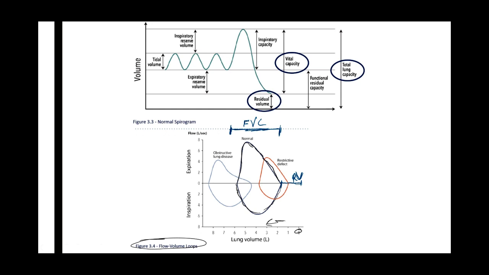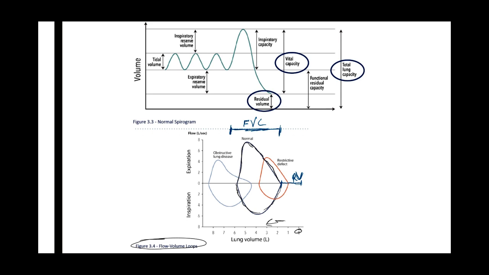The y-axis is something I always had trouble making sense of intuitively, but it's the flow rate in liters per second. So I guess how fast the air is moving in and out of the lungs is recorded on the y-axis.